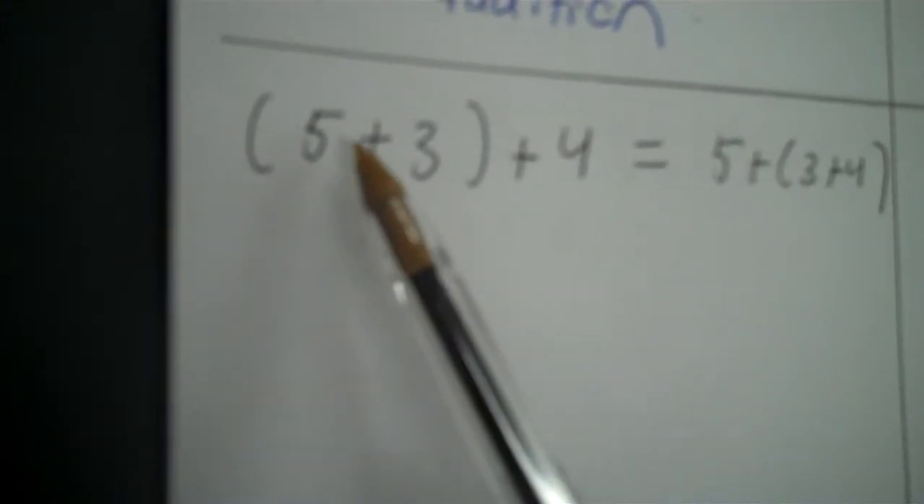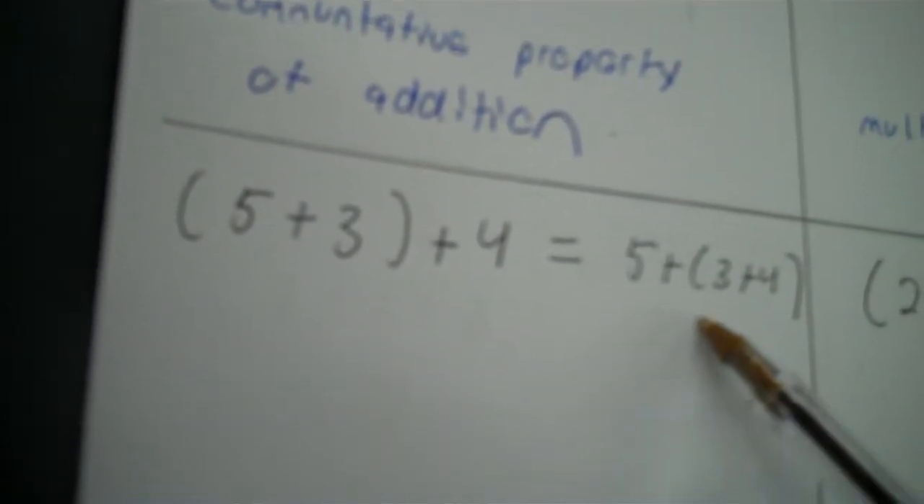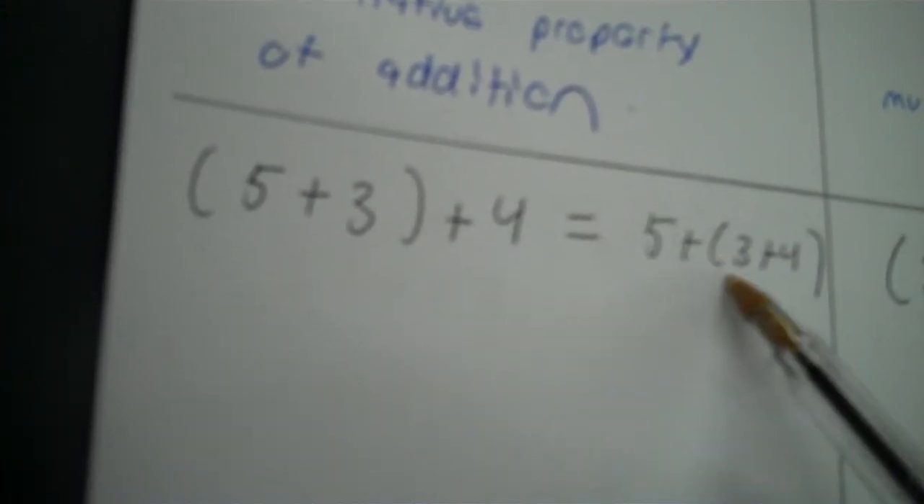Okay, now right here, these are equal because if you do the parentheses, that's 8, and then 8 plus 4 is 12. And 5 plus 7 is 12. So we have 12 on both sides, so they are equal. The only thing that has changed is where the parentheses are grouped. So when the parentheses grouping shifts, that's known as the associative property of addition.